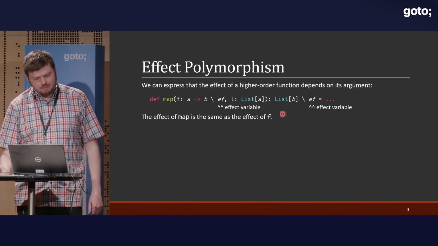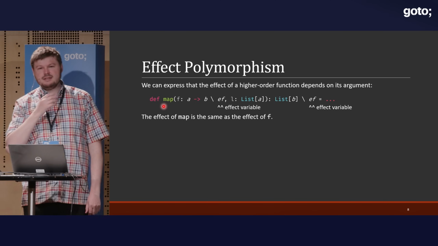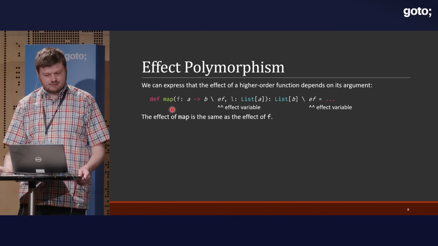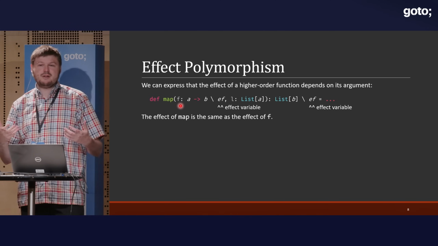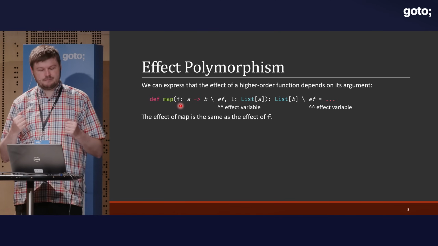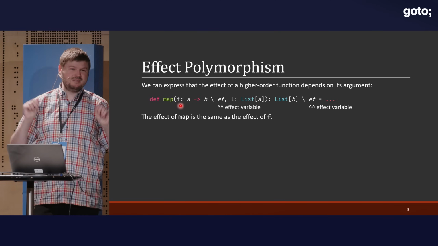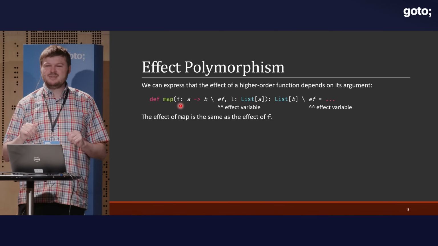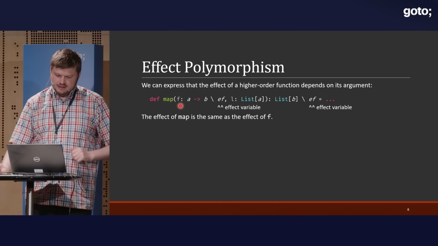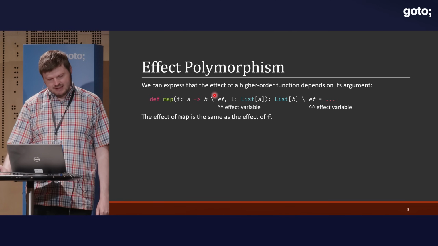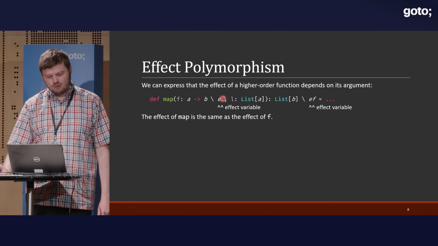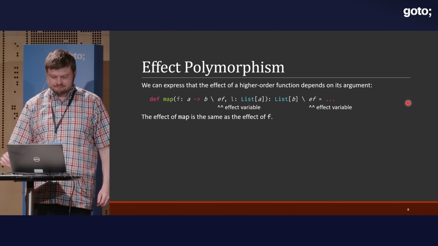But now, if you call map, is that going to be pure or impure? That depends on the argument, because if you call map with a pure function, the whole thing will be pure. If you call it with an impure thing, the whole thing will be impure. So this is what we call, a fancy word, effect polymorphism. You could also say it's effect generic, would perhaps be another way to say it. And so here we're really just expressing that if the function f has the effect ef, then the whole map function here has the effect ef.